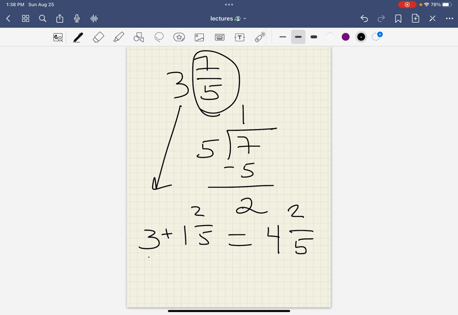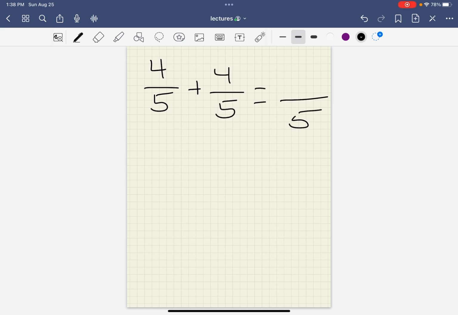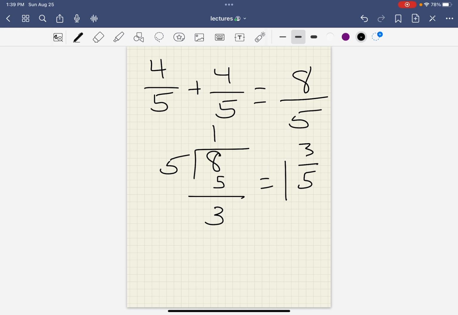Right. Next, on the top of page 62, it says, simplify 4/5 plus 4/5. Okay, remember from last week we have a common denominator already. So we add the numerators. 4 plus 4 is 8. But we can't leave that as an improper fraction. So we take the 8 inside the box, 5 on the outside. So 5 goes into 8 once. Subtract. So this would be equal to 1 3/5.